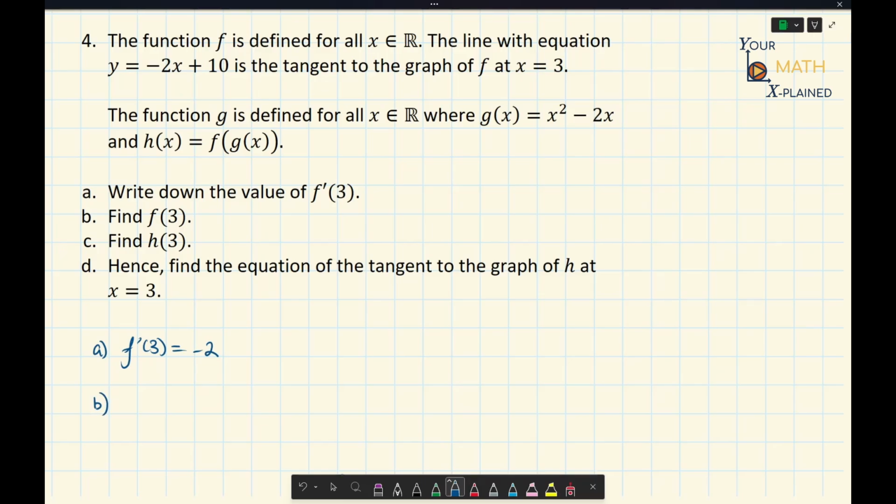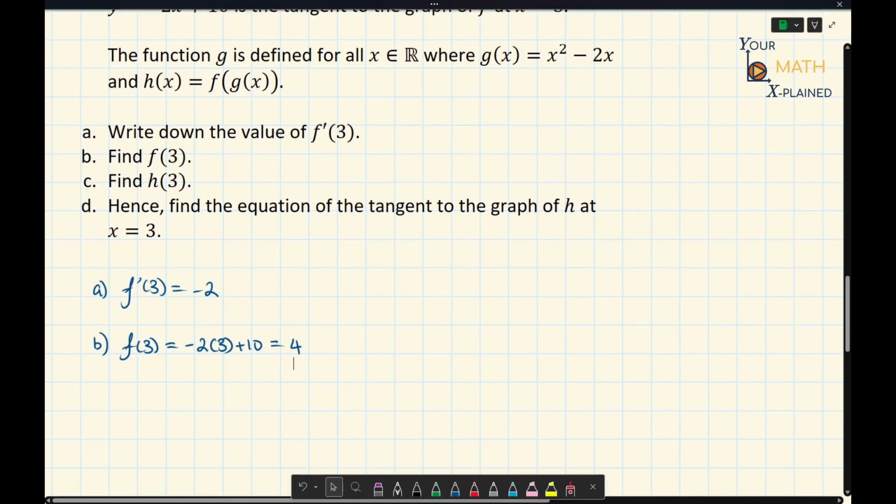Now part B is asking us to find f of 3. And similar to part A, this tests whether or not you know the relationship between the tangent line and the graph at a particular point. And in this case, the tangent line and the function share the same point at x is equal to 3. So this means f of 3 is equal to -2 times 3 plus 10, which is equal to 4.